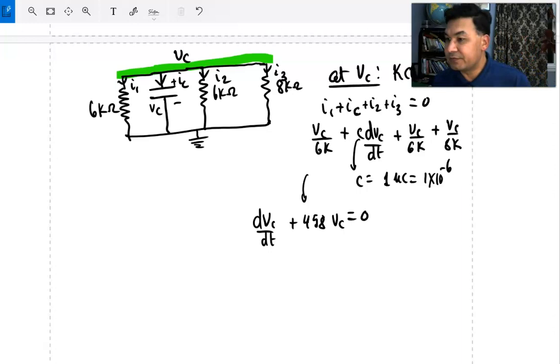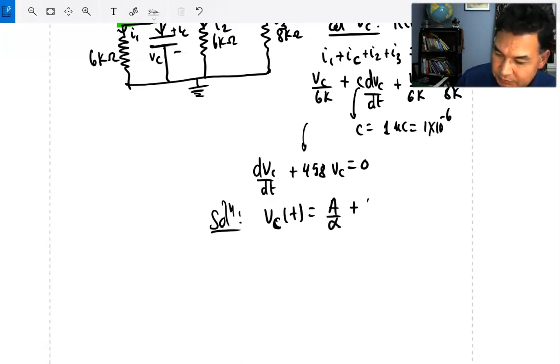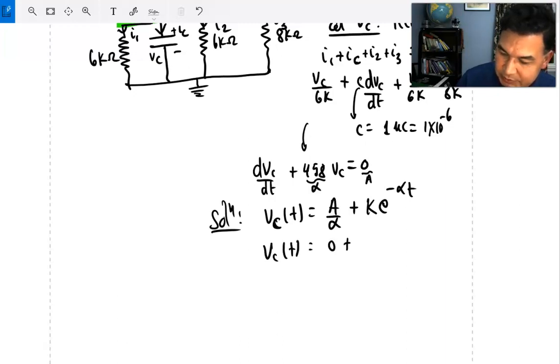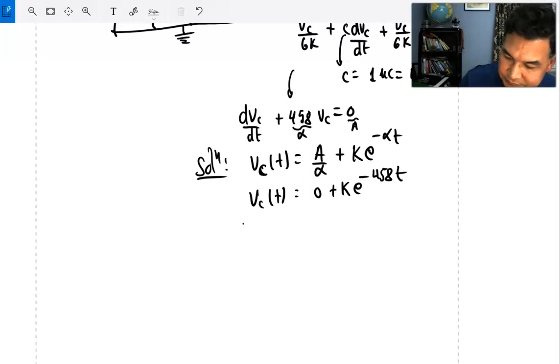So you'll get a first order homogeneous equation whose solution, we know, is VC as a function of time is some A over alpha plus some unknown constant K e to the minus alpha t, right? But this is your A, this is your alpha. So VC(t) is 0 plus K e to the minus 458 t, and it has to do with the time constant, right? To find K, use the initial condition.